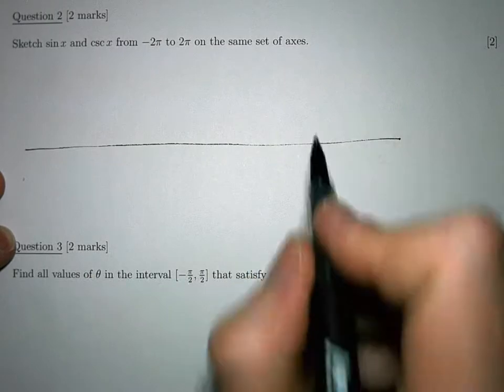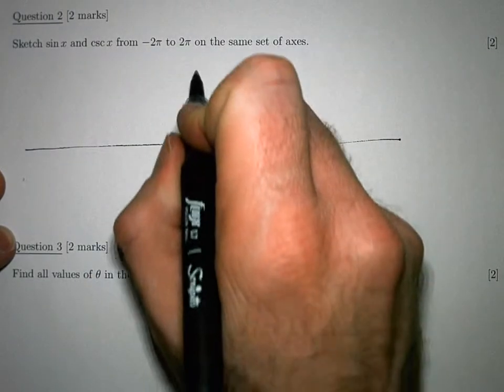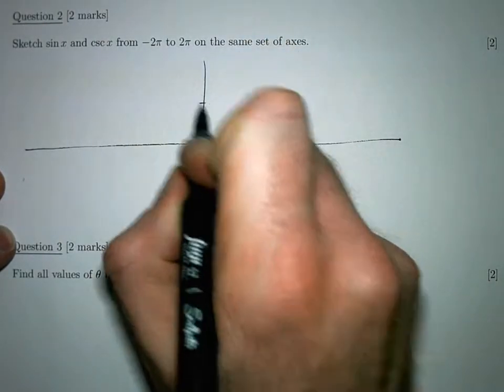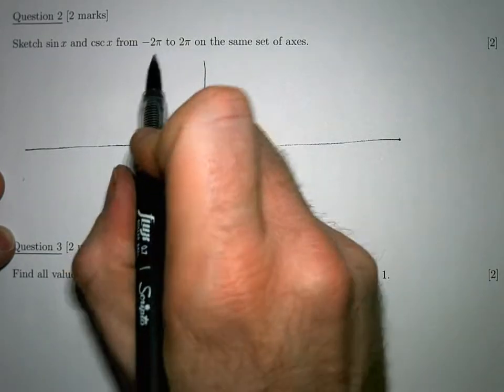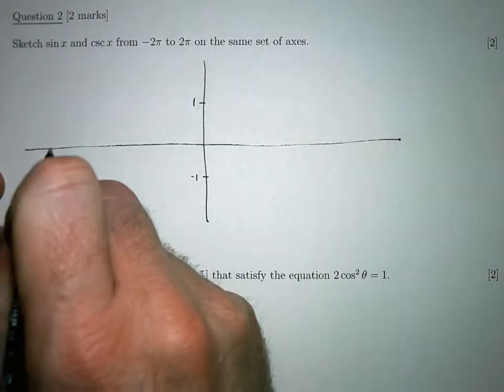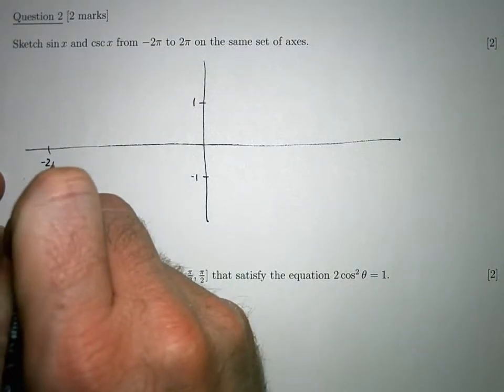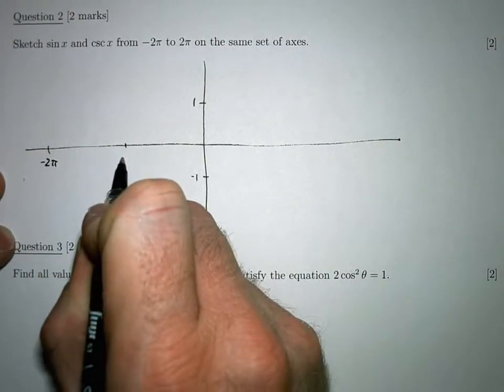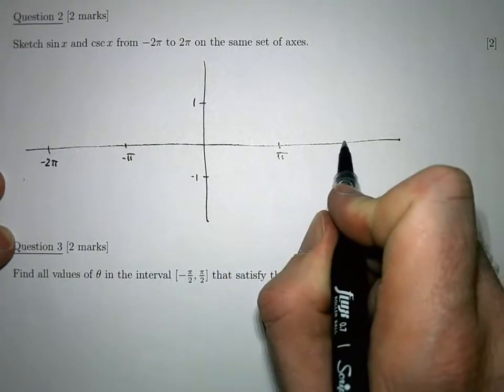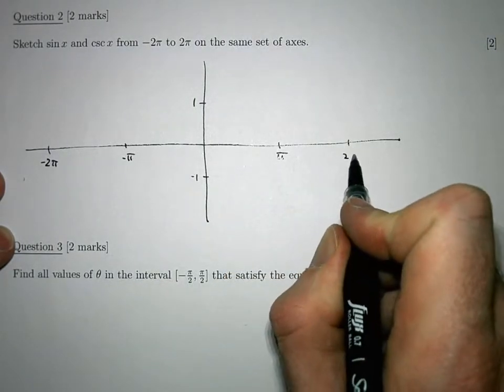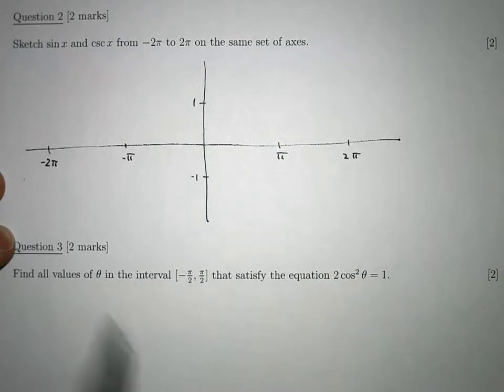Let's draw an x-axis over there, and a little y-axis. Let's put in a 1 and a minus 1. And we want to go from minus 2 pi to 2 pi. So let's have a minus 2 pi over there. That means we've got a minus pi in the middle. We've got a pi over there. And we've got a 2 pi over here.